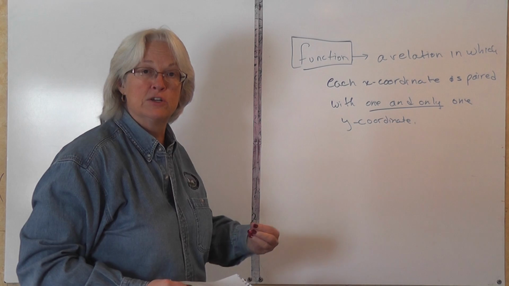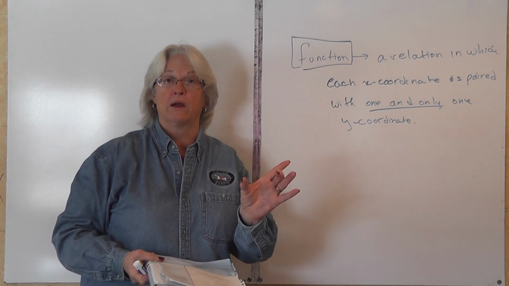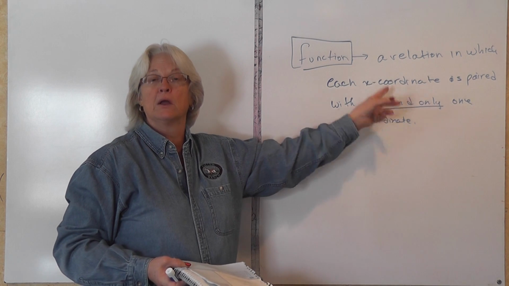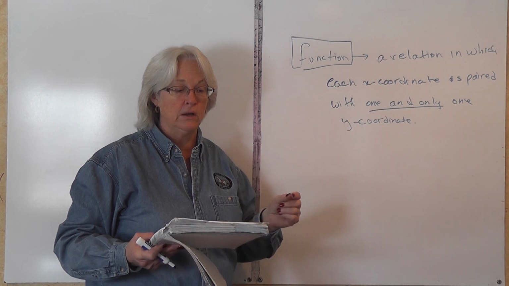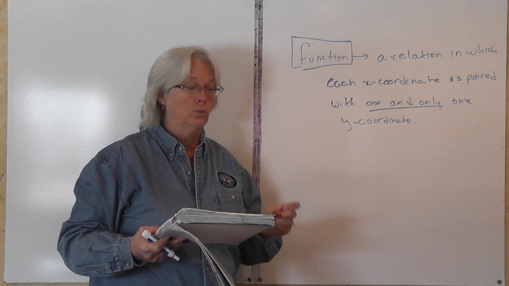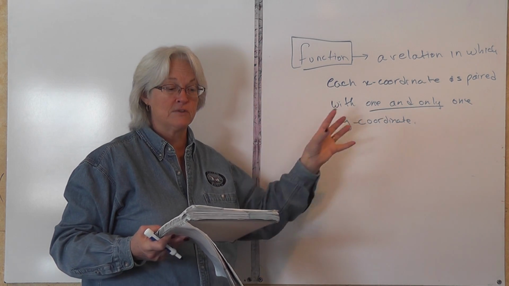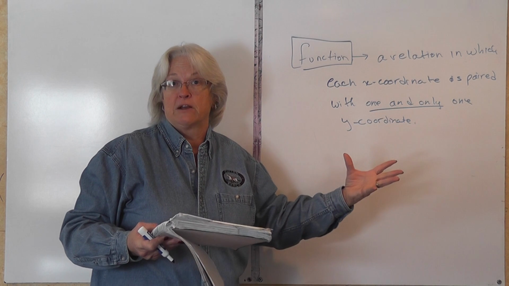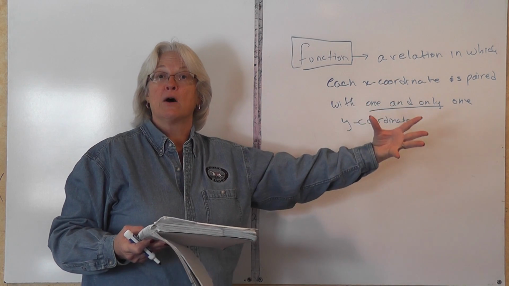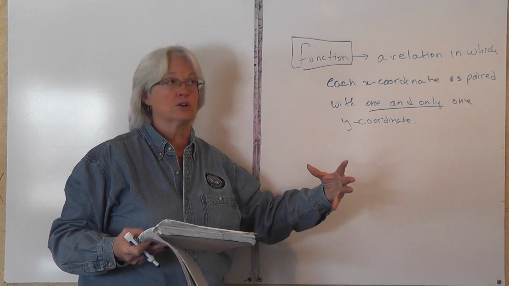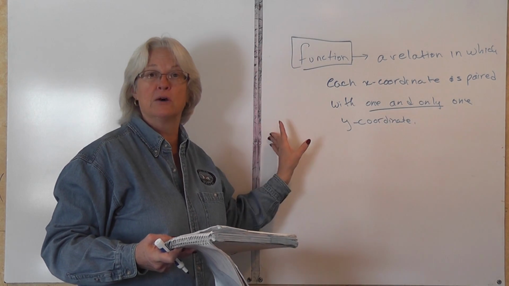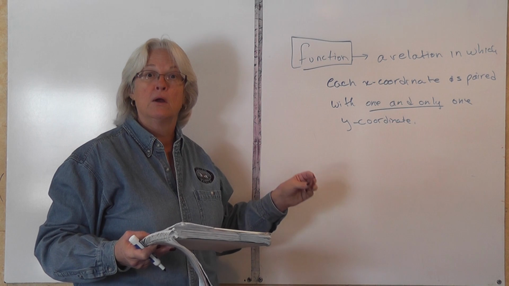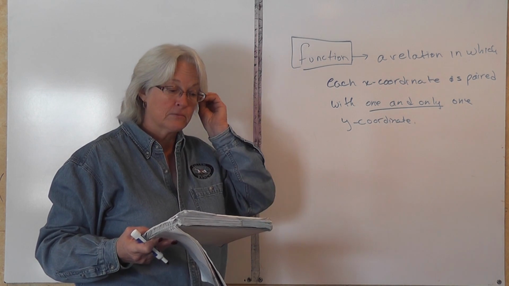A function is a relation. A relation is a set of ordered pairs. So a function is a relation in which each x-coordinate is paired with one and only one y-coordinate. So what I've said before earlier is all functions are relations because they're a set of ordered pairs. But not all relations are functions. And that relation that we mapped out just a little bit ago in this lecture was not a function.